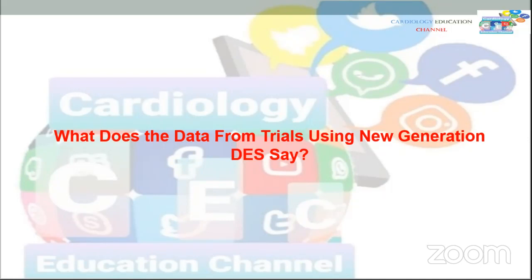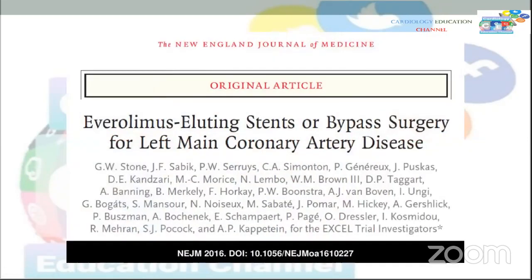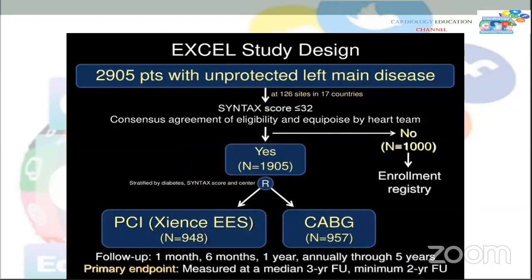Thank you so much, Professor Karim. You said the key message from the upcoming part of this lecture. So as we know, this was the first part of the lecture. We discussed the trials comparing the first generation DES, mainly SYNTAX versus CABG, which included PRECOMBAT. And now we are comparing the new generation stents. So we had the everolimus-eluting stent or bypass surgery for left main coronary artery disease trial, published in the New England Journal of Medicine in 2016, which we all famously know as the EXCEL trial.